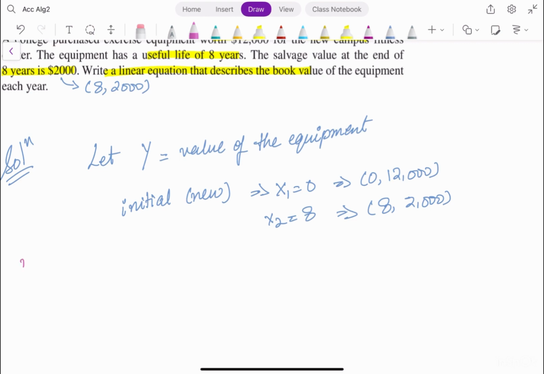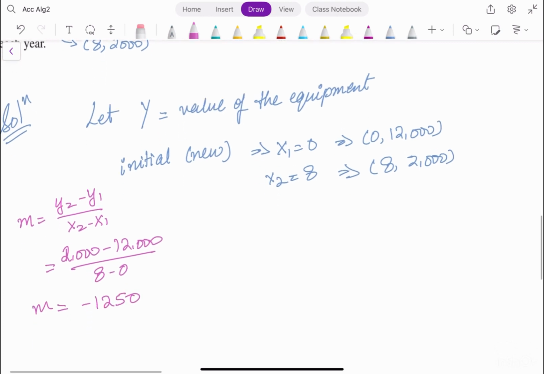Now we have two sets of points, right? And we need just two sets of points to find the slope. So let's find the slope. So we can say 2,000 minus 12,000, because if x2 is 8, then y2 is 2,000, and then 8 minus 0, that will give you negative 1,250.